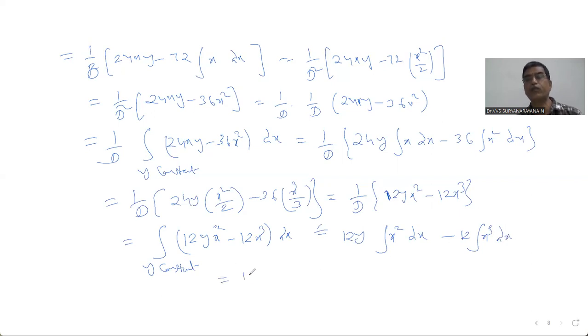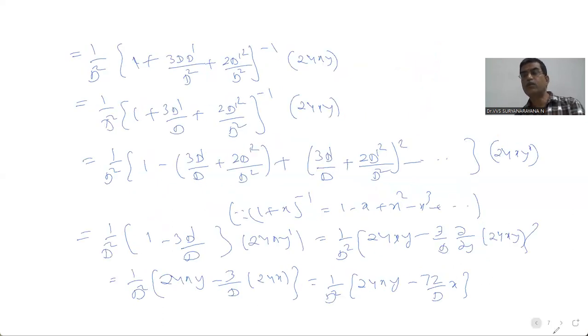So 12y into integral of x square, x cube by 3, minus 12 into integral of x cube, x power 4 by 4. Now 12 by 3 is 4. So 4 times y x cube, minus 12 by 4, 3 times x power 4. So this is the particular integral.